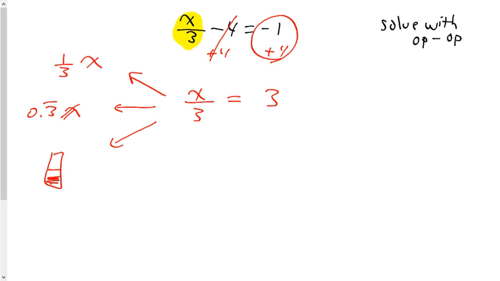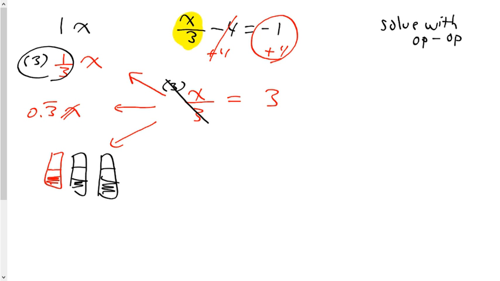But what we're going to do is multiply by 3 to get rid of the third. Because if I multiply this by 3, or triple it, I'm going to end up with a full x. The third times 3 becomes 1, or 1x. But because I multiplied my left by 3, I multiplied my right by 3. That gives me a solution of x equals 9.